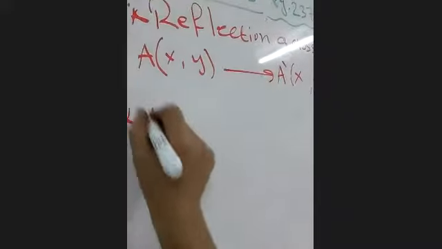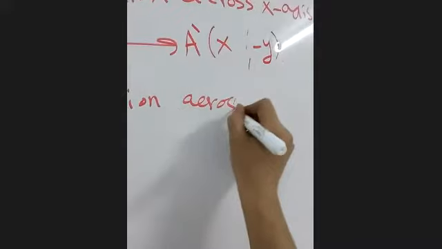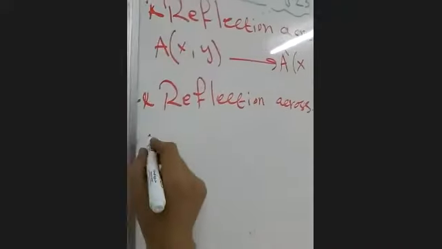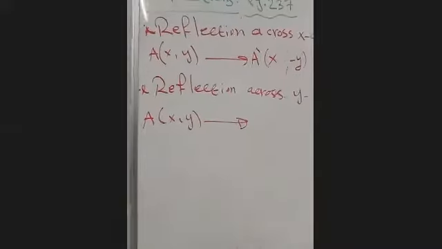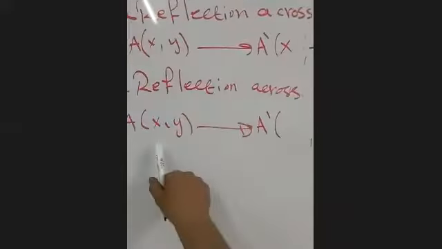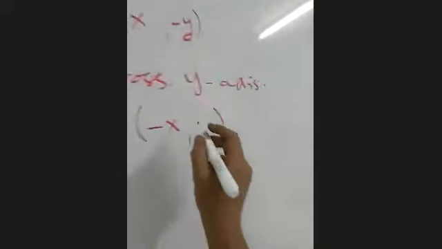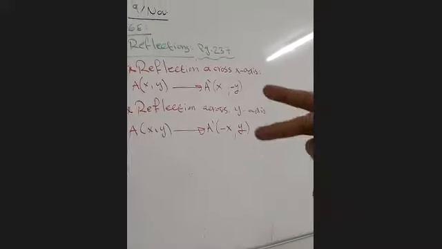Now, the second formula, reflection across the y-axis. It is A, (x, y). If we do reflection across the y-axis, then A prime will be, this is the formula, guys. Yesterday, I asked you to write the two formulas. Now, x, we change the sign of x. If x is positive, it will be negative. If x is negative, it will be positive. And the y stays y, okay?